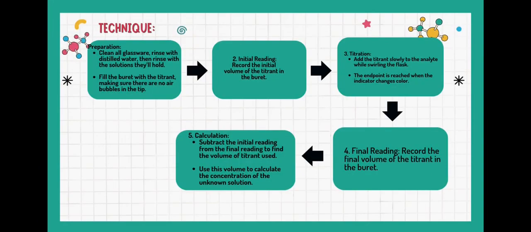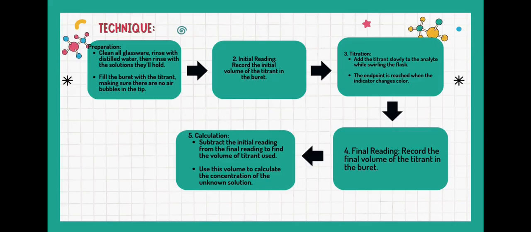Technique. First, preparation. Clean all glassware, rinse with distilled water, then rinse with the solution they hold. Fill the burette with the titrant, making sure there are no air bubbles in the tip. Second, initial reading. Record the initial volume of titrant in the burette. Third, titration. Add the titrant slowly to the analyte while swirling the flask. The end point is reached when the indicator changes color.